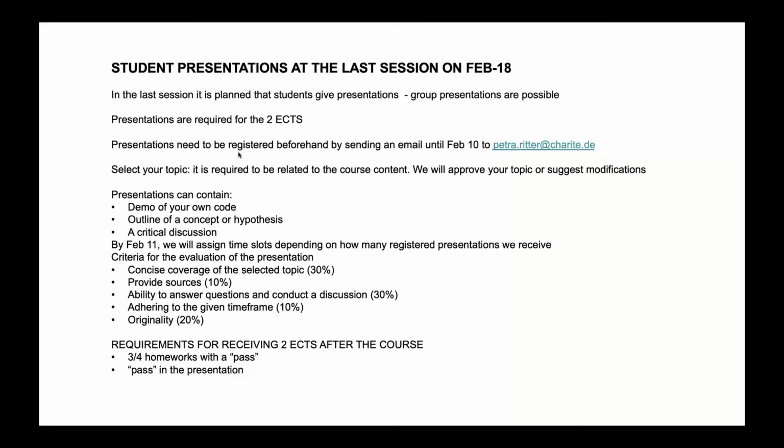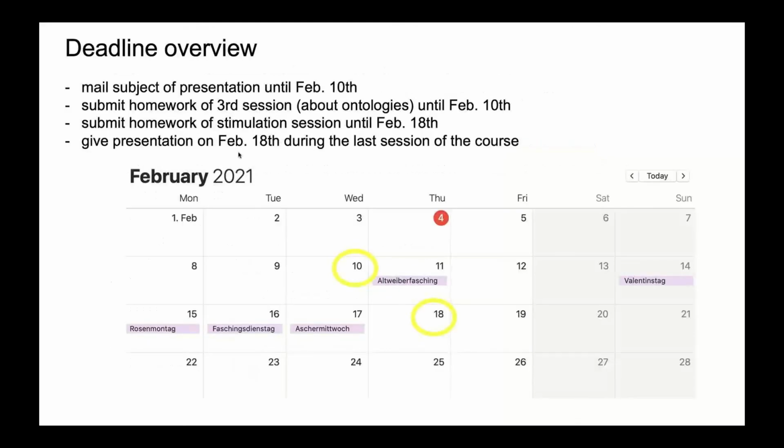Then there are the criteria. If you really want this to go in for credits, you should of course provide sources and cover concisely the topic, answer questions, and so on. And then you need, for the credits, 3 out of 4 homeworks with a pass and a pass in the presentation. I hope this is clear to everybody to get the credits. If you don't want the credits, still feel encouraged to send an email to Petra for contributing to our last session. Would be really cool.